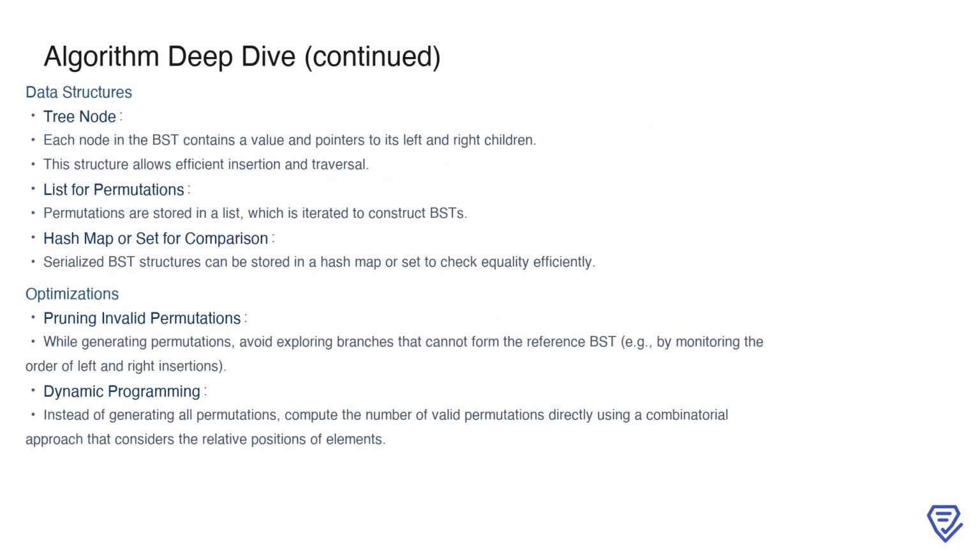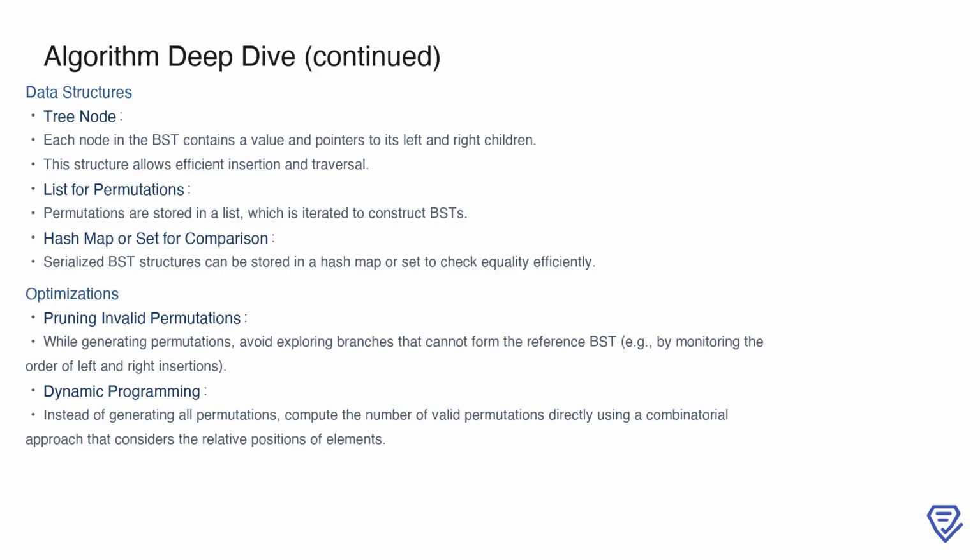To implement the algorithm, we rely on a few essential data structures. Each node in the BST contains a value and pointers to its left and right children, enabling efficient insertion and traversal. The permutations of the array are stored in a list, which we iterate over to construct BSTs sequentially. To facilitate the comparison of BST structures, we use a hash map or set to store their serialized forms. This helps in quickly checking whether two BSTs are structurally identical.